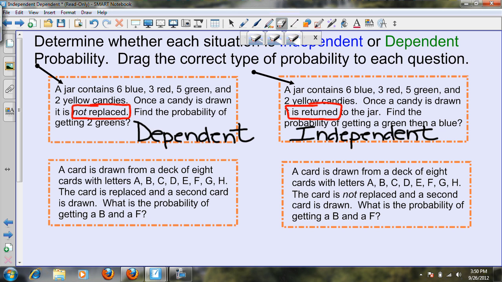A card is drawn from a deck of 8 cards with letters A, B, C, D, E, F, G, and H. The card is replaced, and a second card is drawn. What is the probability of getting a B and an F? Keywords: is replaced. If it is replaced, that means it's not going to matter. Independent.